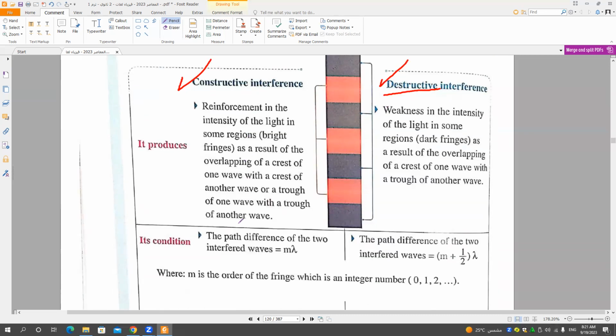Its conditions: the path difference between the interfering waves equals m times the wavelength, where m is an integer number: 0, 1, 2, and so on. For destructive interference, it is m plus half wavelengths, where m is an integer number.